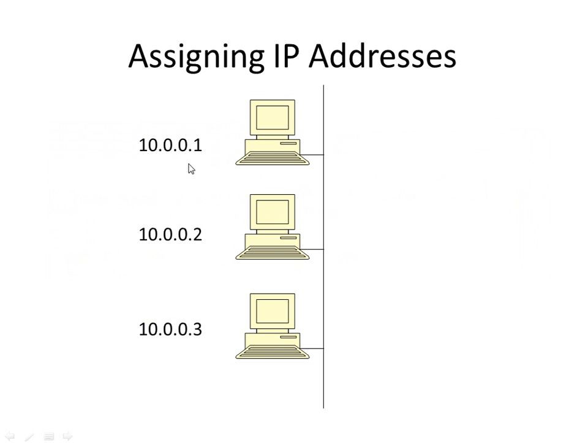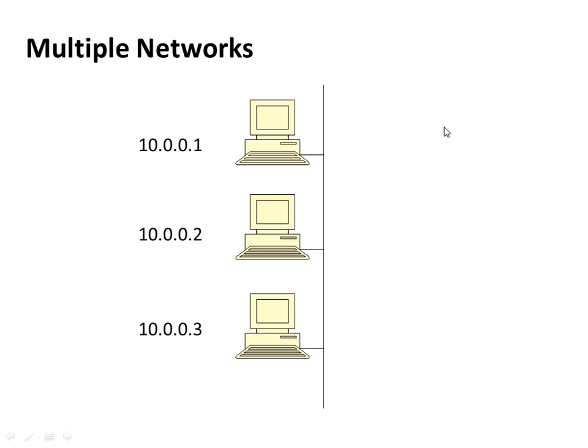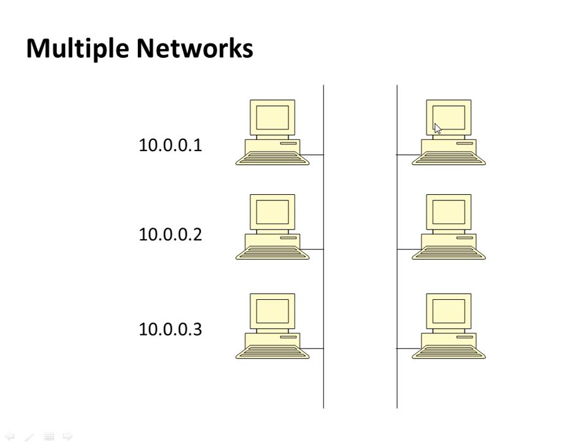So we've assigned IP addresses to a single network here. What if we have multiple networks? Well, here's our original network here. And what if I install an additional network right here? The question is, what IP addresses will I give to the workstations on this network? Well, first I've got to connect the two networks together. So I get a router and I connect the two networks together. Then I've got to give IP addresses to these computers.